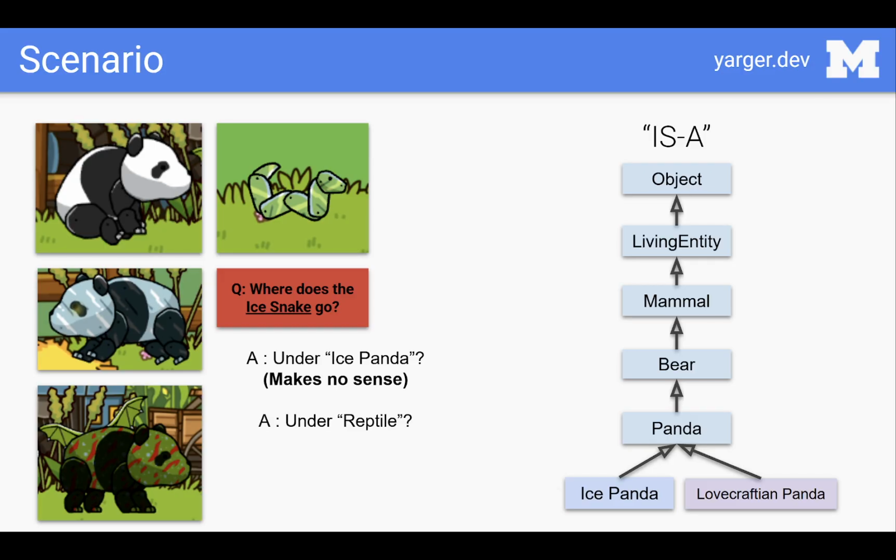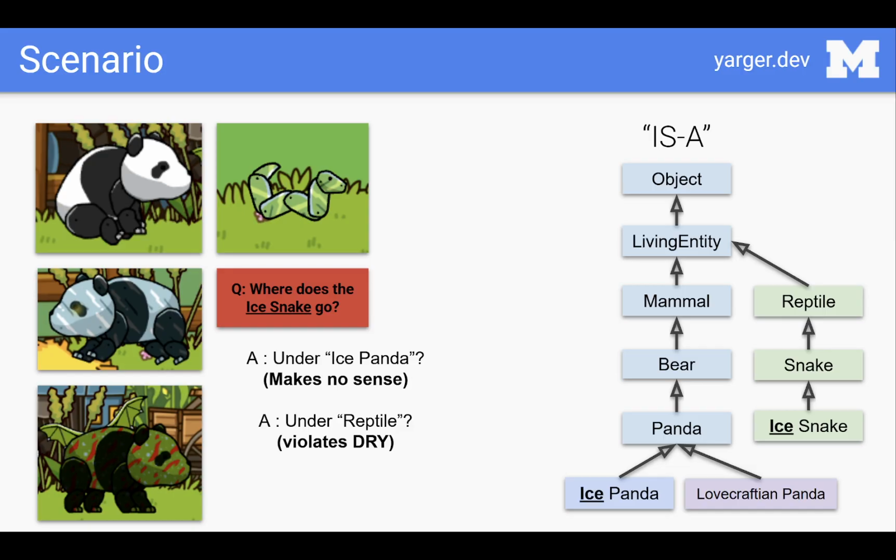Well, what if you did this? Let's create a reptile category, right? And we'll go ahead and create a reptile, and that's snake under that, and then an ice snake, right? Isn't it great? This is not great, okay? What is the problem here? You have violated a principle called DRY. Don't repeat yourself. I think I've talked about this before. Do you know what DRY is?